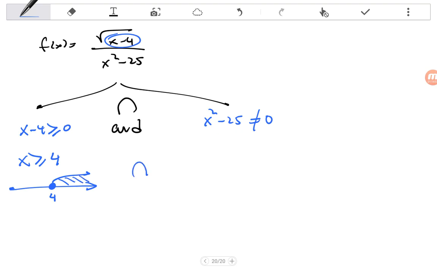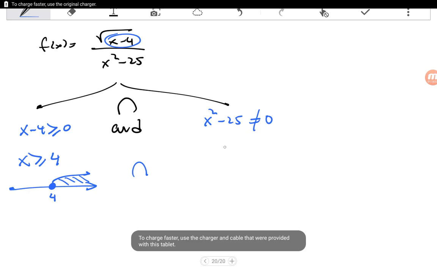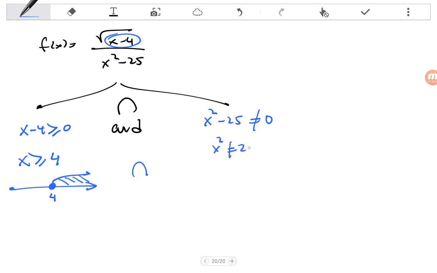I will intersect it with x squared minus 25, that is x squared not equal to 25, which means x is not equal to plus or minus 5. That is in the number line, all the number line excluding 5 and negative 5. Now we need to find the intersection of these two.